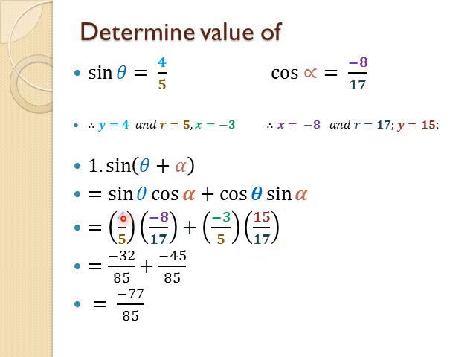So minus 8 times 4 would give me negative 32. 17 times 5, 85. 15 times negative 3 gives me negative 45. 17 times 5, 85. Denominators are the same, so we can add the numerators. So minus 32 minus 45 would give me minus 77 over 85. Right, problem number 2.